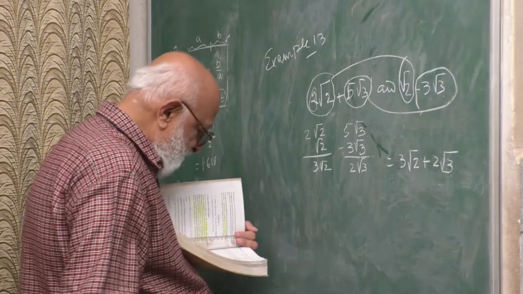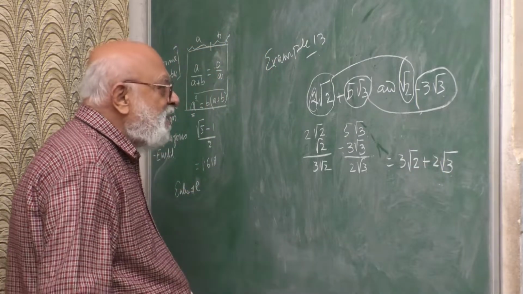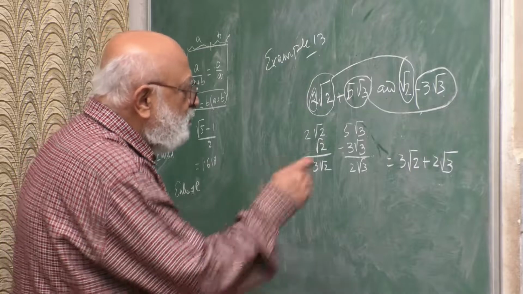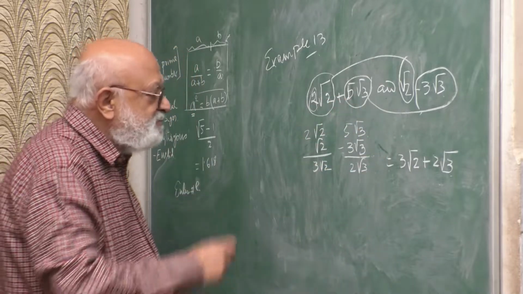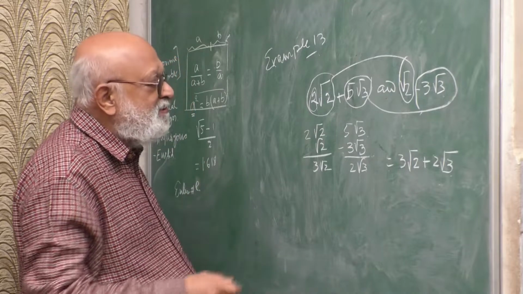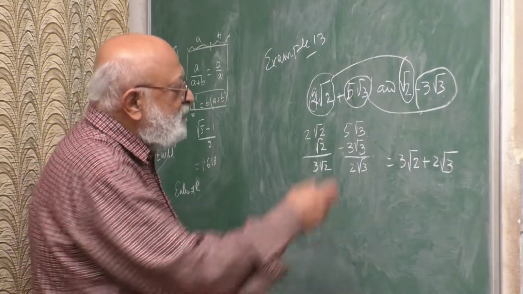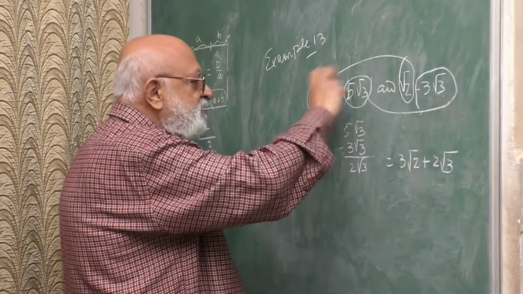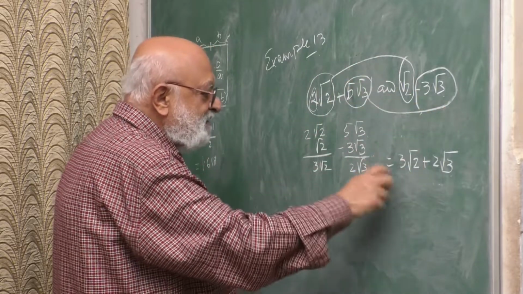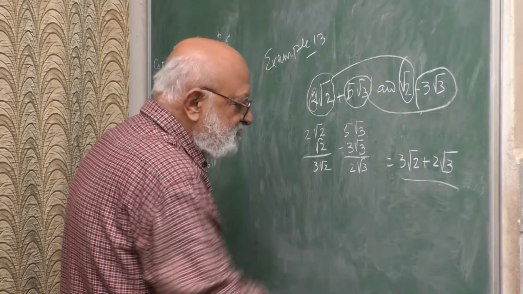Is that okay? Now you can see the rules of addition, the associative, distributive or commutative, come into operation. I can change their positions with respect to each other and combine them and have these results.